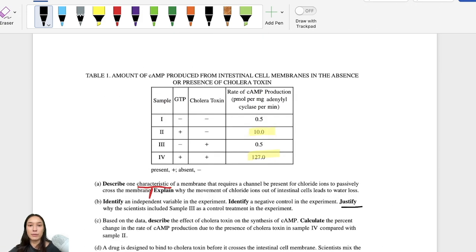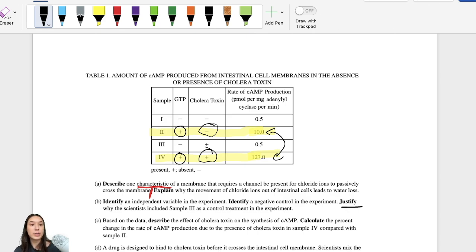Okay, so I already have these highlighted. So again, sample 2 versus sample 4, like I said, you're going to see the direct effect of the cholera toxin in the presence of GTP because they both have GTP. However, number 2 is missing the cholera toxin. Number 4 has the cholera toxin. So whatever the difference between 2 and 4 is, you know it is caused by the fact that one has cholera and one does not.